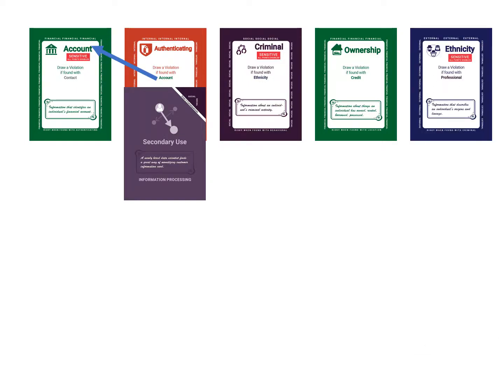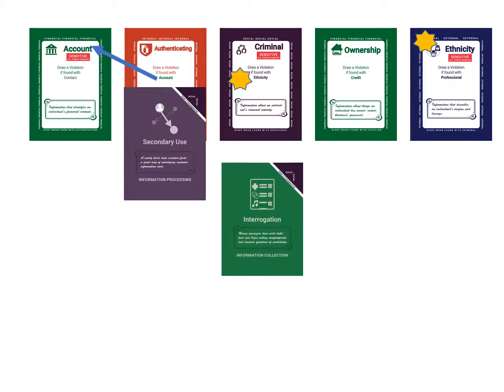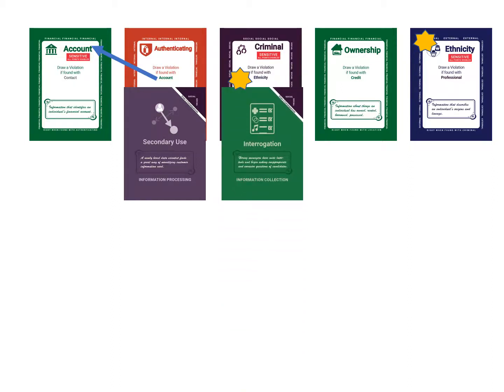Our next card is ethnicity information. This is risky with professional information, which we don't have. But remember, we have criminal information, which is risky with ethnicity information, which we now have in the community hand. We have to draw a violation and associate it with criminal information. We draw the interrogation violation, which is a form of information collection.